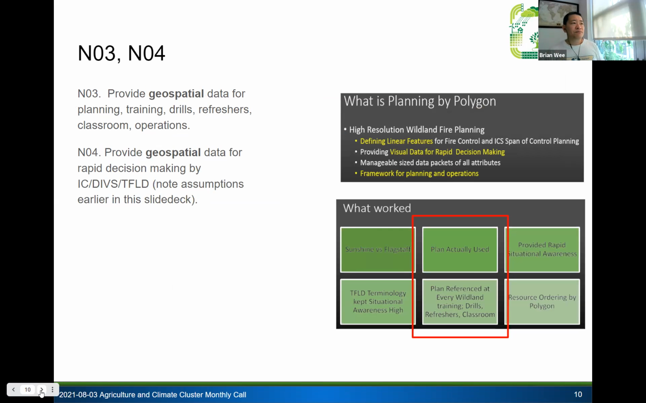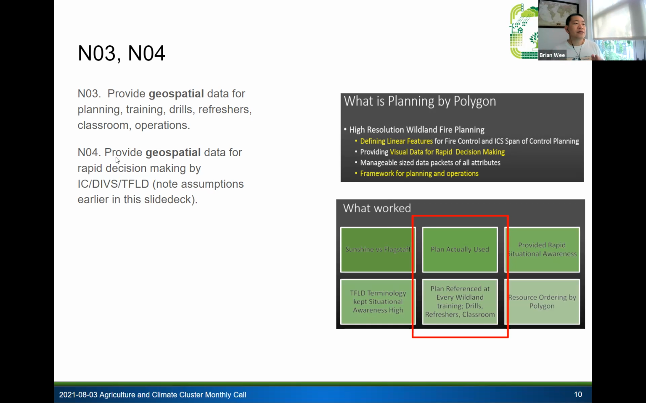Number 3 is provide geospatial data for planning, training, drills, refreshers, classroom, and operations. Now, this need I clobbered together partially because Dave Zader in his slides mentioned all these: planning, training, drills, refreshers, classroom, operations. I think the operations part was not explicitly mentioned, but it was very clear that this was a requirement. So I combined the planning activities and the operation activities into one need.